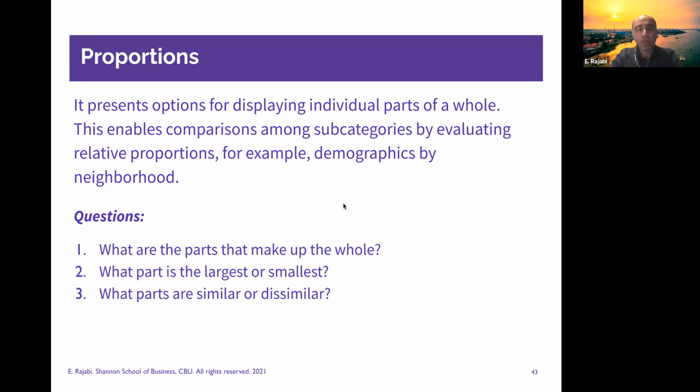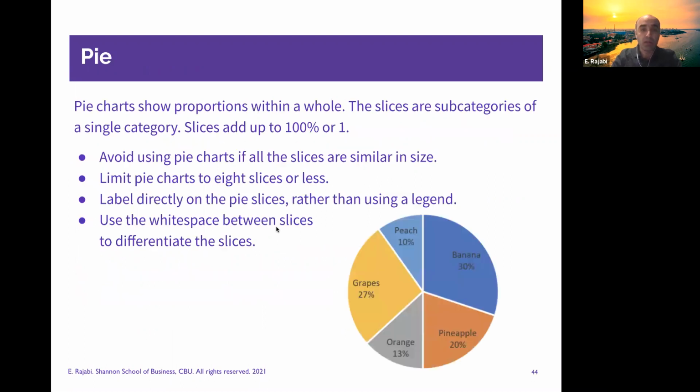The next category is proportions. It presents options for displaying individual parts of a whole. We have some questions like, what are the parts that make up the whole? Or what part is the largest or smallest? What parts are similar or dissimilar to other parts?